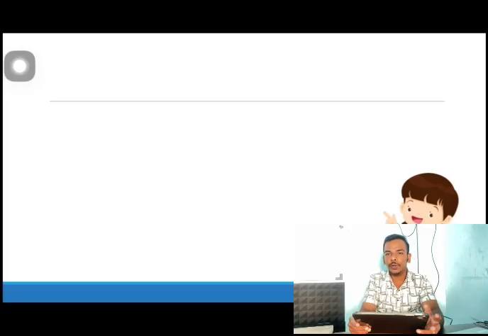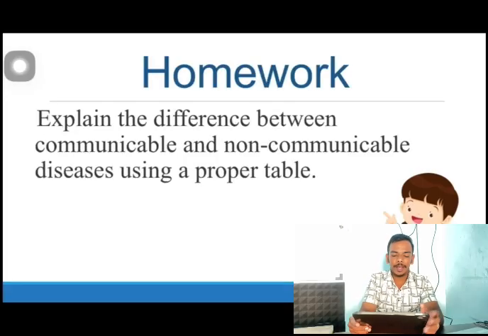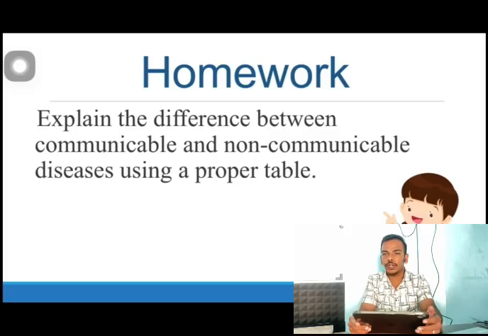I have some homework for you. Explain the difference between communicable and non-communicable diseases using a proper table. You have to draw a proper table for communicable and non-communicable diseases and explain all the points of both.